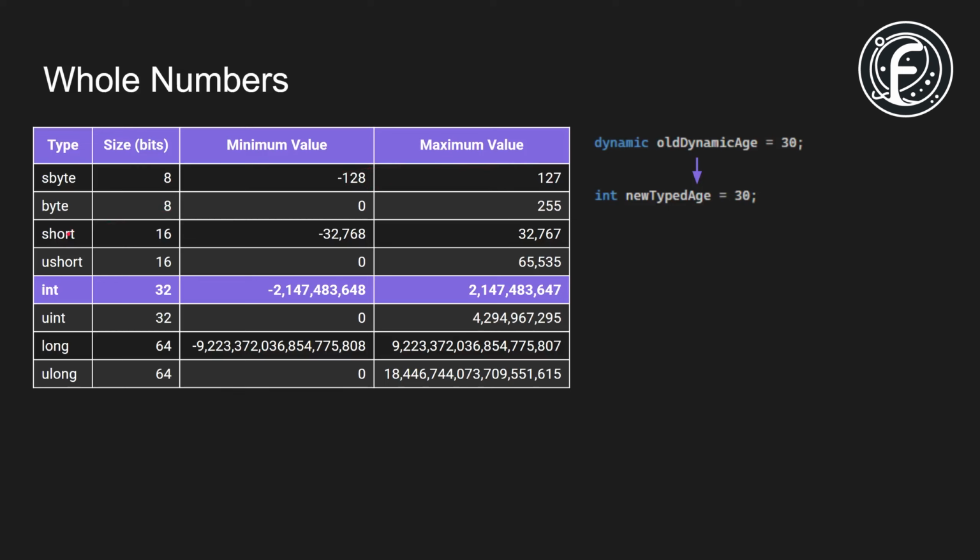And then we have a short. Here we have 16 bits. That means they are 2 bytes. And because we have 2 bytes, we get, of course, a higher number. This one. And then we have UShort. Here it is the same. So here we start at 0 and go to 65,535.